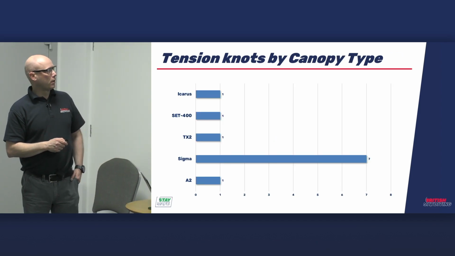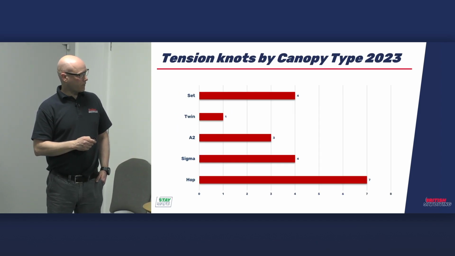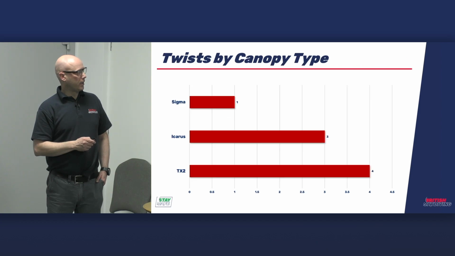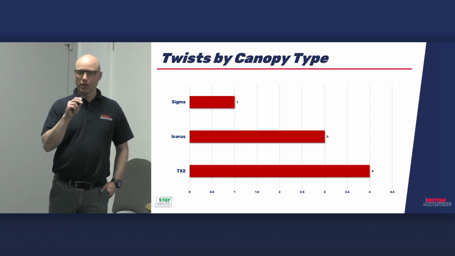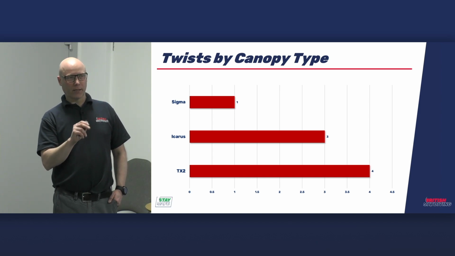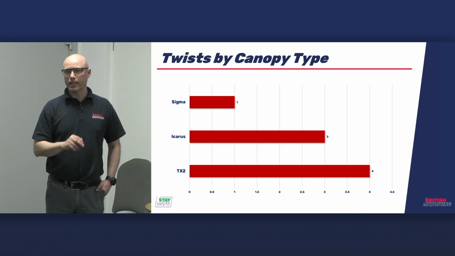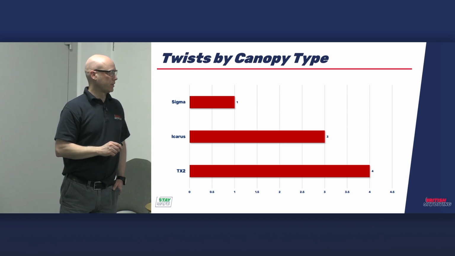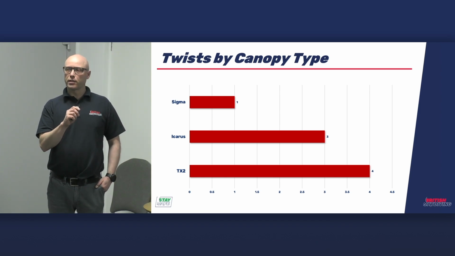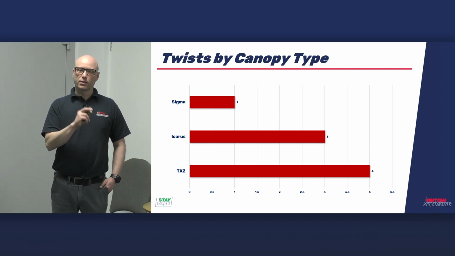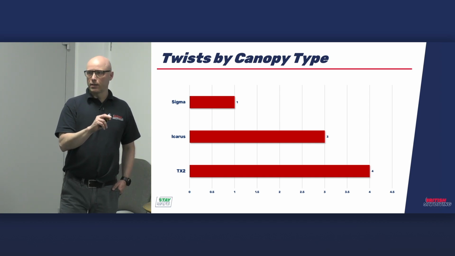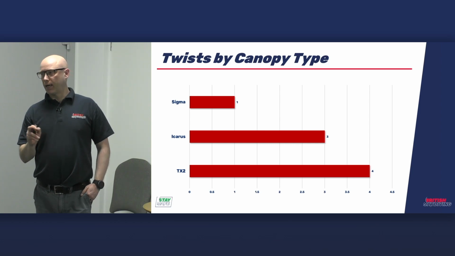But what we are still seeing is the incidence of twists, and the old culprit is still Icarus. And for those of you that don't know, a TX2 is very much related to the Icarus. So we're still seeing twists, and these are twists defined not as spinning and diving, but twists that the instructor just could not kick out.